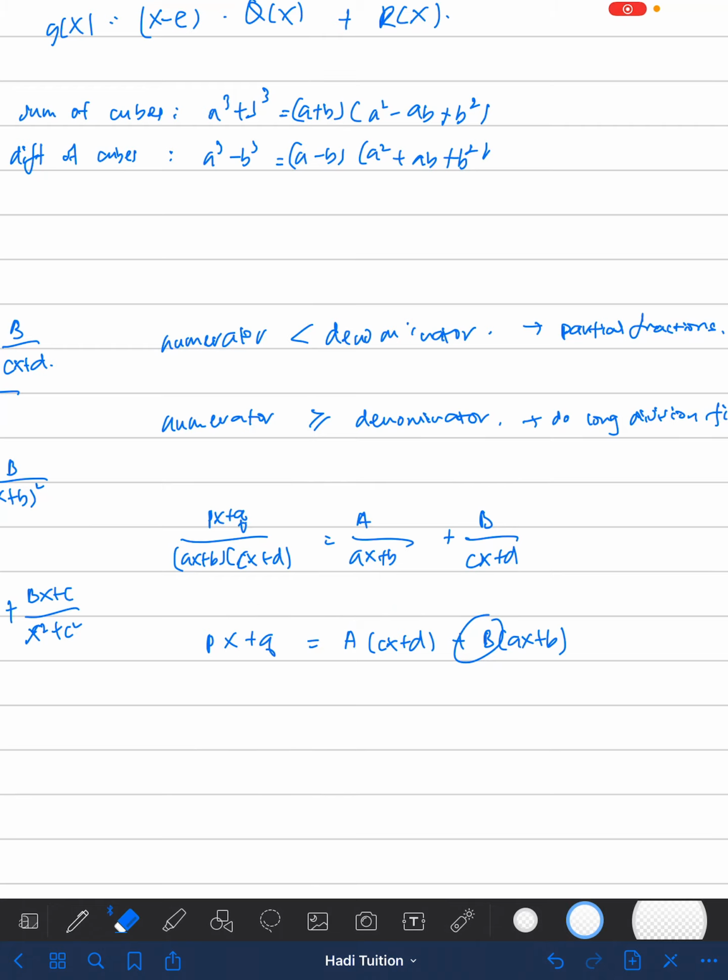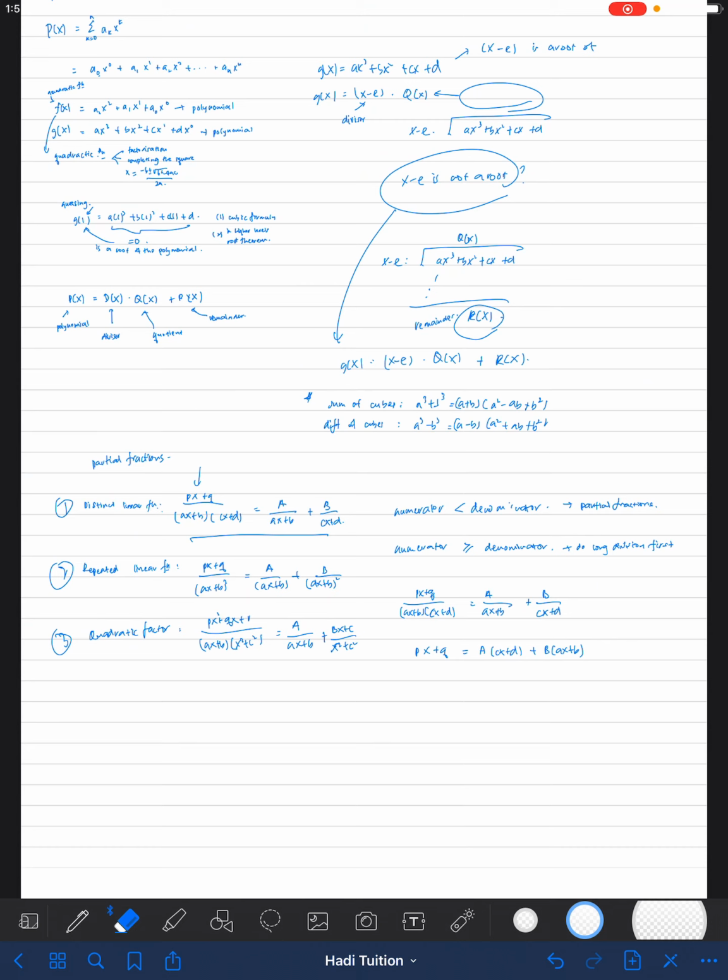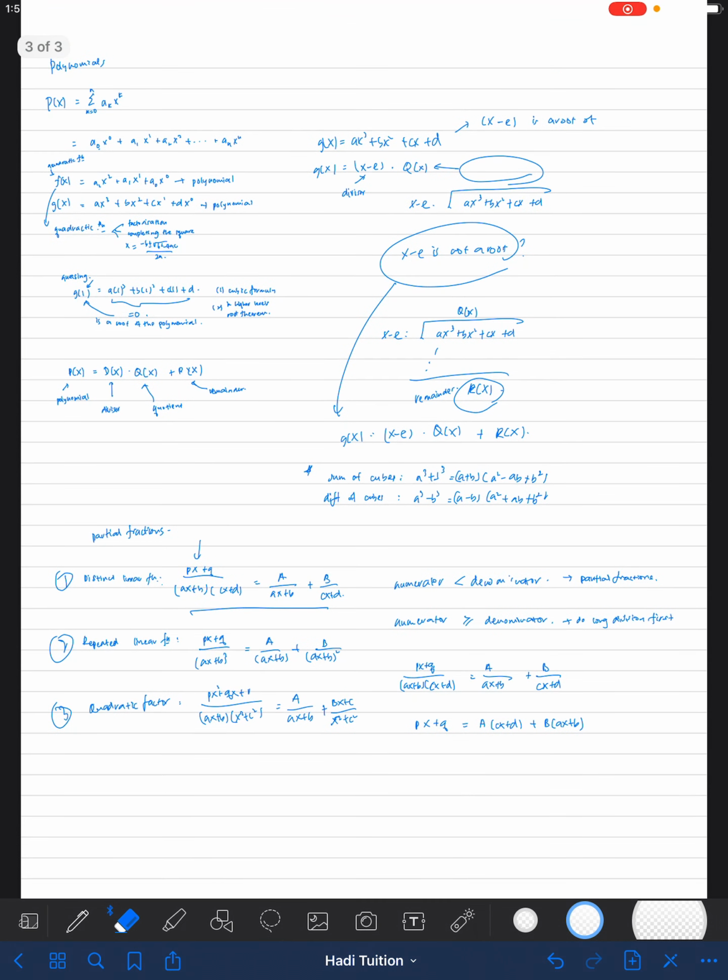Okay, how do you solve for that? Just substitute a specific value of x inside here, such that this becomes 0 or this becomes 0. Okay, and that's all for polynomials and partial fractions.